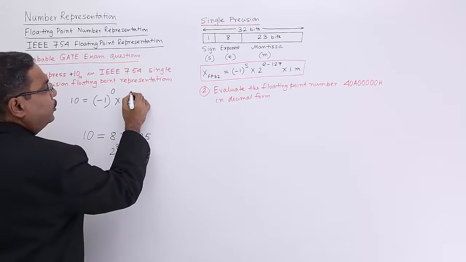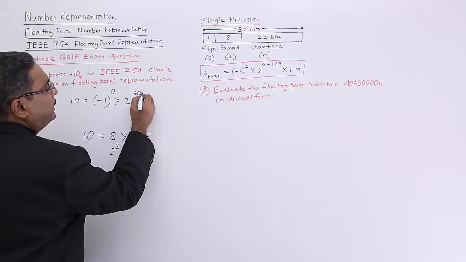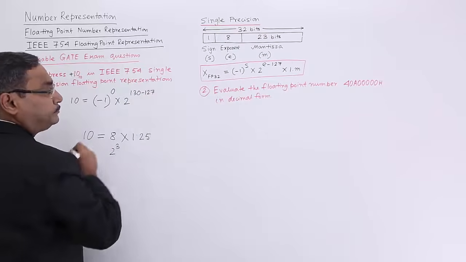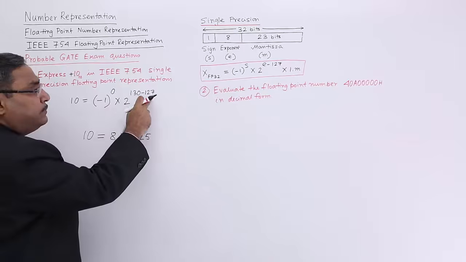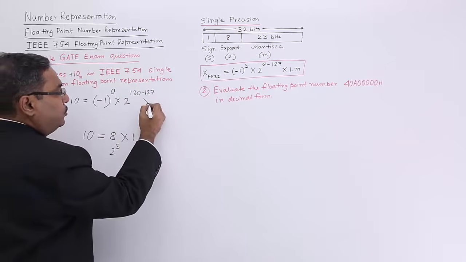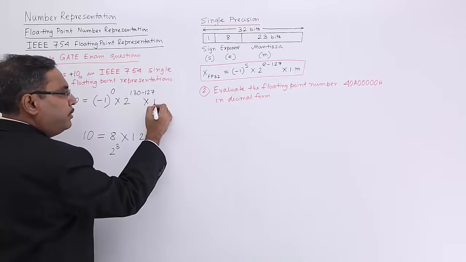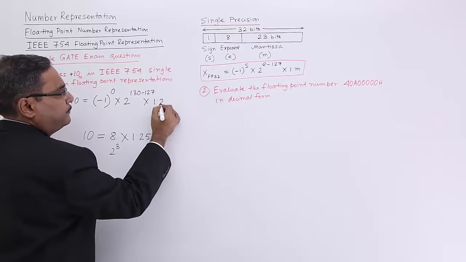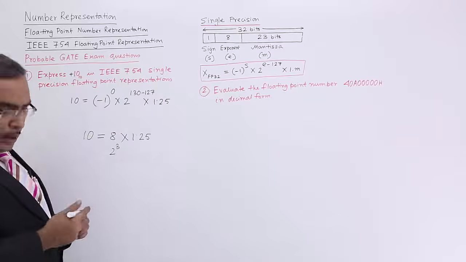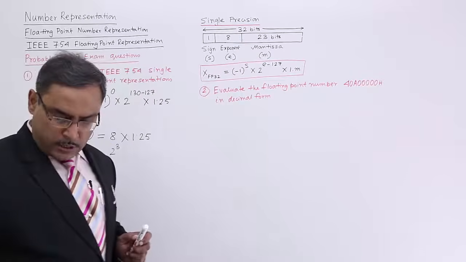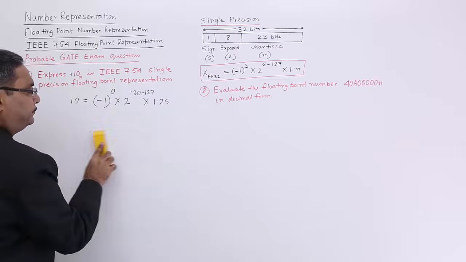That means 2 to the power of 130 minus 127. This is the way to write this formula: 130 minus 127, into 1 point, which is already there in the expression, 0.25. So I should be writing this 10 in this format. Now I think the problem has been solved.